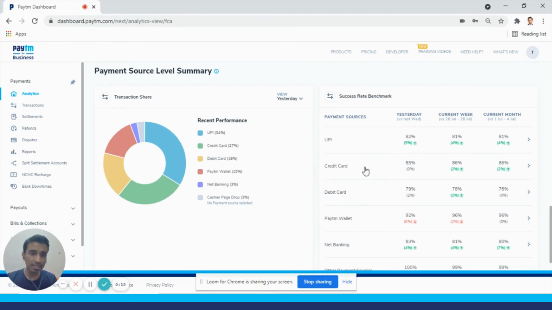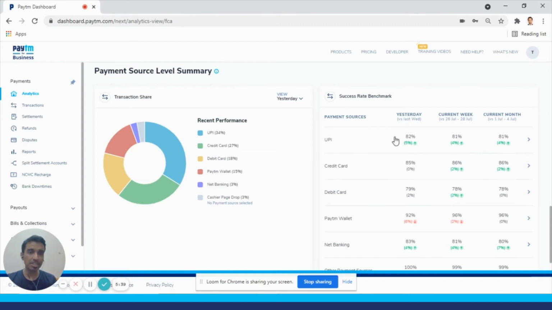Now, using this information, we go to the right side and we see that this particular table tells us how each of these payment sources have been performing in terms of success rate and how they have been performing with respect to prior time periods as well. So here's a benchmark that is available. UPI yesterday had a success rate of 82%, which is 5% greater than the same day last week, which is last Wednesday.